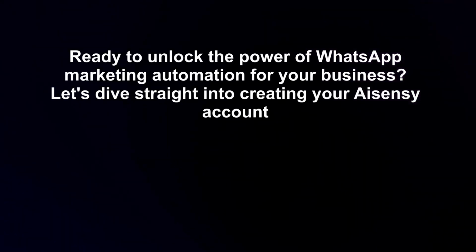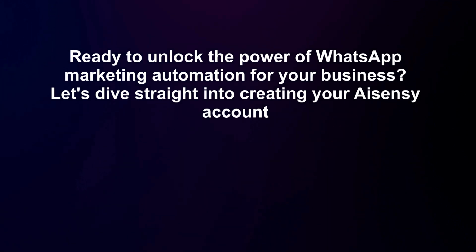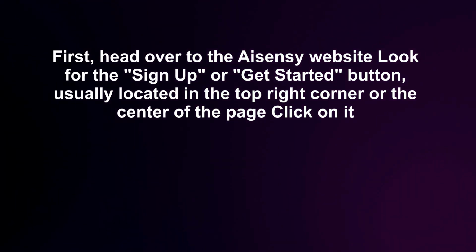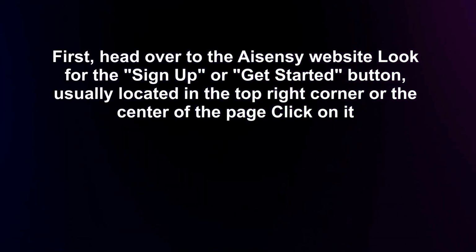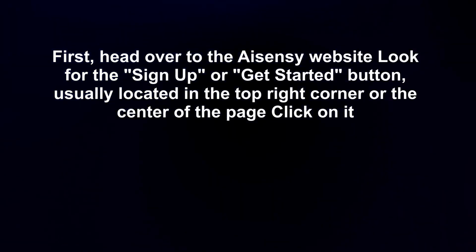Ready to unlock the power of WhatsApp marketing automation for your business? Let's dive straight into creating your Aisensy account. First, head over to the Aisensy website. Look for the Sign Up or Get Started button, usually located in the top right corner or the center of the page. Click on it.